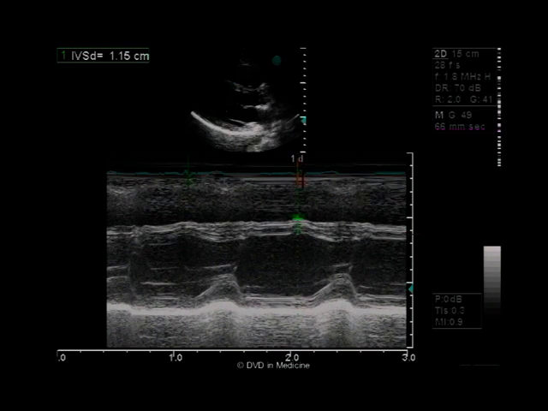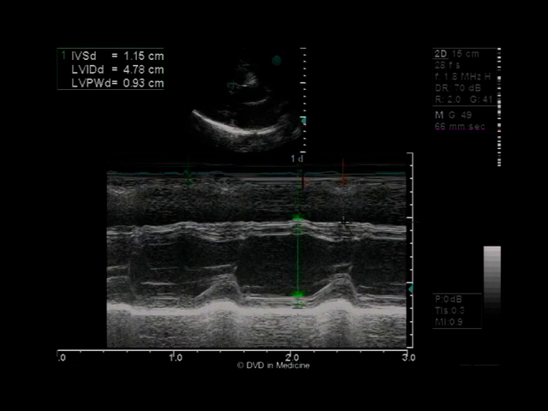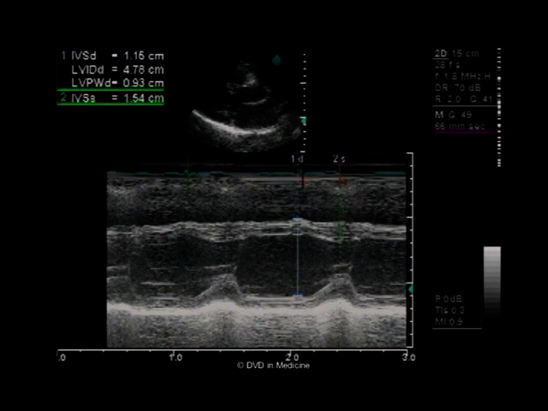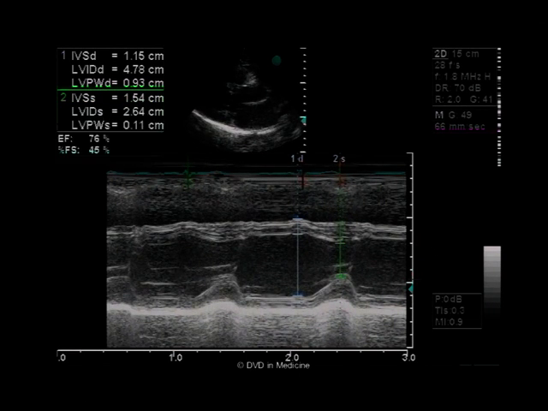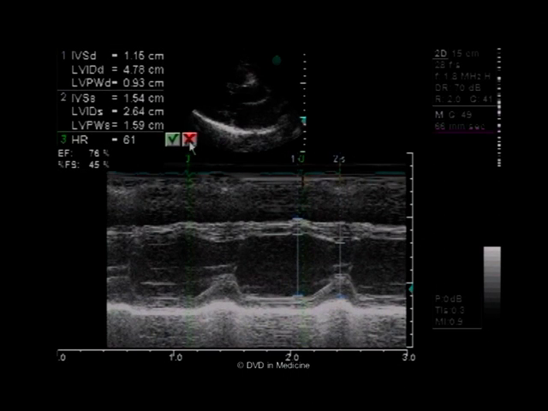The interventricular septal wall thickness at diastole, the left ventricular internal diameter at end diastole, the posterior wall thickness at diastole, the interventricular septal wall thickness at systole, the left ventricular internal diameter at systole, the posterior wall thickness at systole. The apparatus software has automatically calculated left ventricular ejection fraction and fractional shortening. The parameters are 76% and 45% respectively.